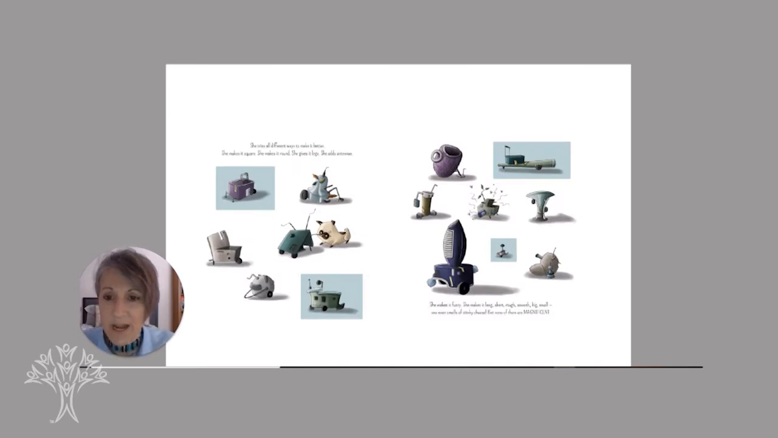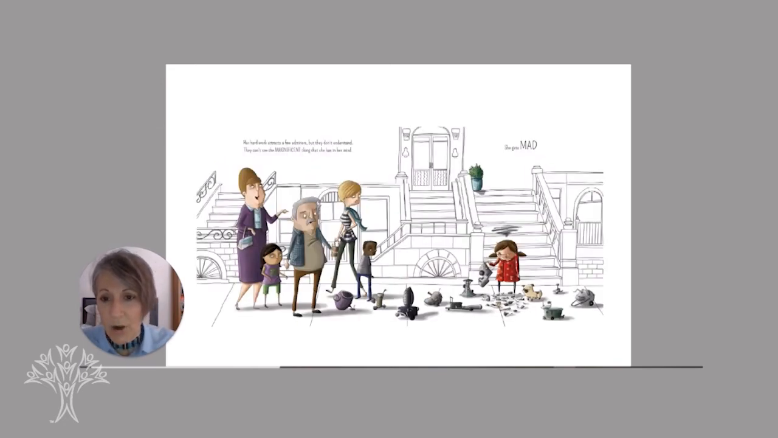She makes it square. She makes it round. She gives it legs. She adds antennae. She makes it fuzzy. She makes it long, short, rough, smooth, big, small. One even smells of stinky cheese, but none of them are magnificent. Her hard work attracts a few admirers, but they don't understand. They can't see the magnificent thing that she has in her mind.